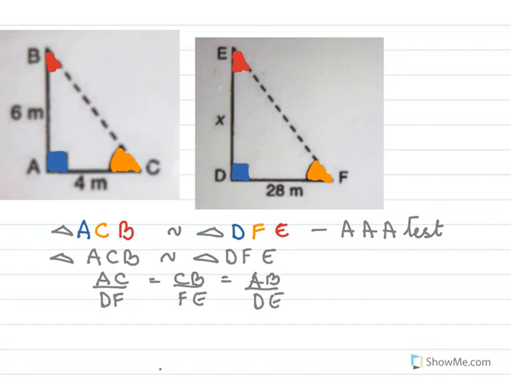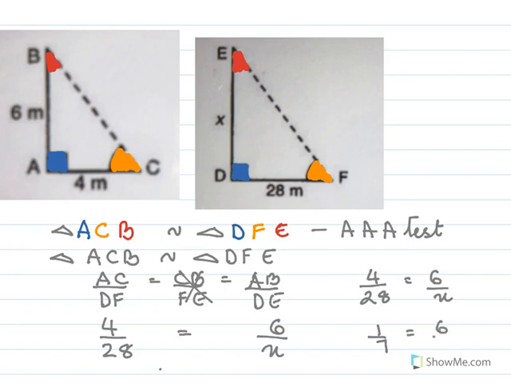Let's put the values that we know. We know AB as 6, so AB is 6 here. AC as 4, so AC was 4. Then on the other side we know ED as x, and FD is 28. Now we have no values for this, so we ignore it. So we go on again. So 4 over 28 equal to 6 over x. So 1 over 7 equal to 6 over x.